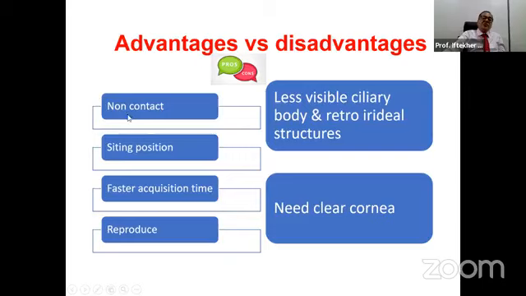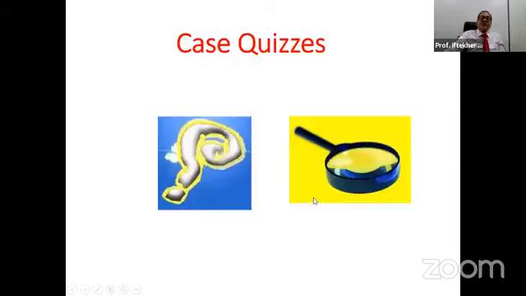Anterior segment OCT is non-contact and the patient is in a sitting position, so it is patient friendly. It can be taken easily, and as it is connected to the computer, we can reproduce the images. Disadvantage: it cannot identify the ciliary body and retroiridal structures. And for anterior segment OCT, a clear cornea is mandatory.